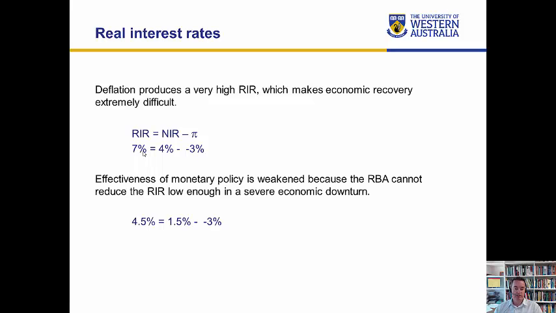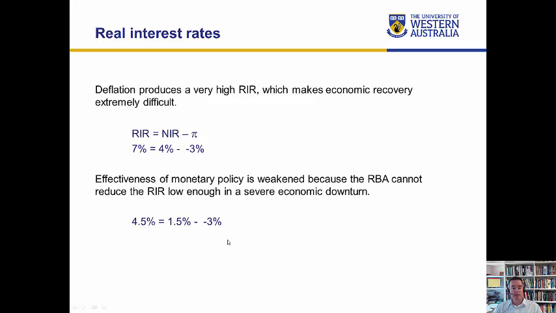Now let's assume that we've got deflation and the central bank tries to lower interest rates to stimulate economic activity. Now let's assume that they can somehow push the nominal interest rate on, let's say, mortgages down to 1.5%. That's an incredibly low interest rate, but let's assume they can do it. If the deflation rate is 3%, or minus 3% for this equation, then that gives us a real interest rate of 4.5%. Now that interest rate of 4.5% is still far too high to encourage consumers and firms to borrow money and increase their spending.